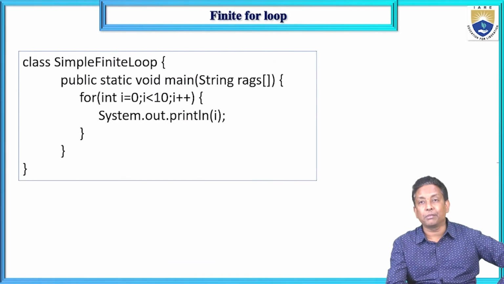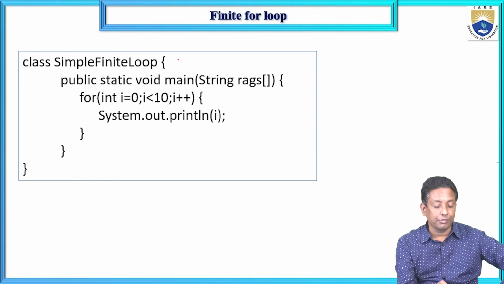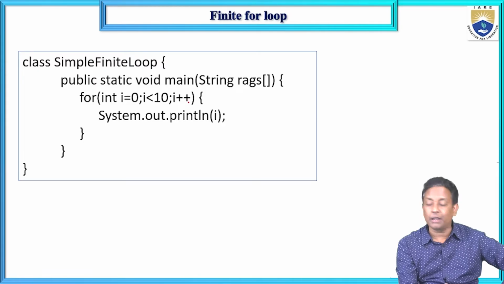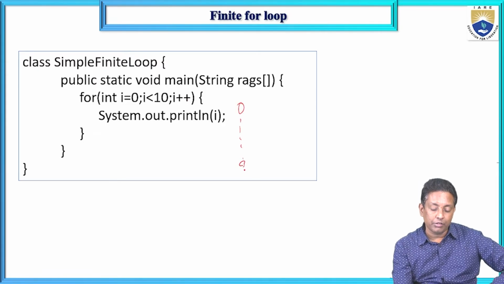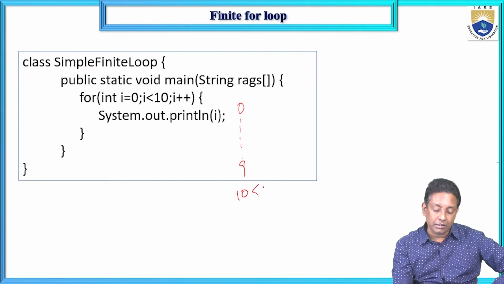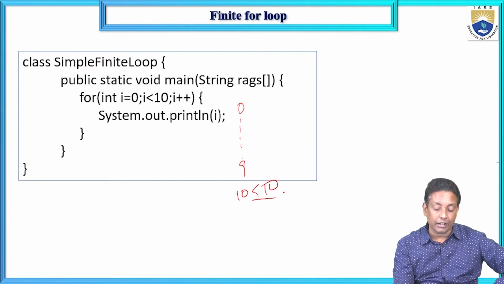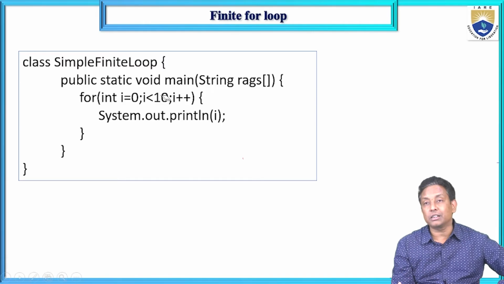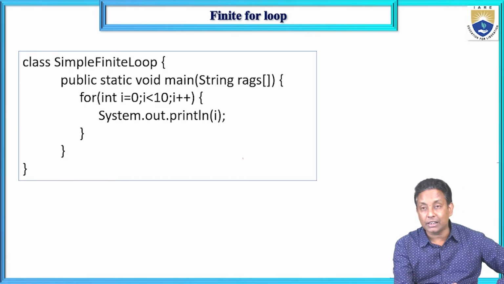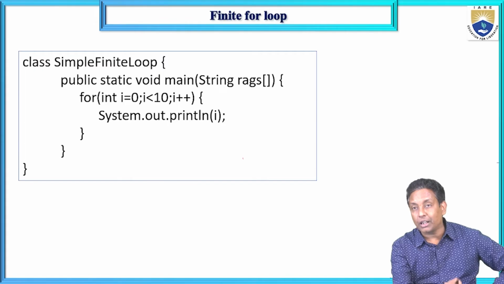This is a simple example of a simple finite loop. Public static void main, String args. int i is equal to 0, i is less than 10, i plus plus. So the loop starts from 0 and the values up to 9 will be printed, because 10 less than 10 is not valid, right? 9 less than 10 is valid. So 0 to 9, up to 10 values will be printed. The loop will automatically determine when the condition is not satisfied. That's why we call the second one the condition for termination.